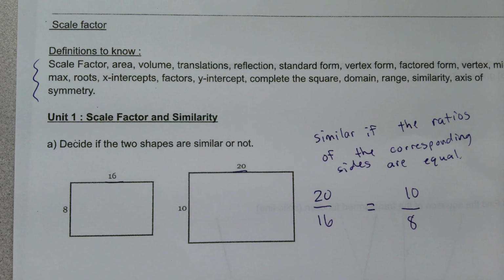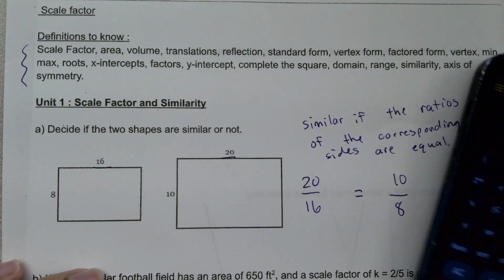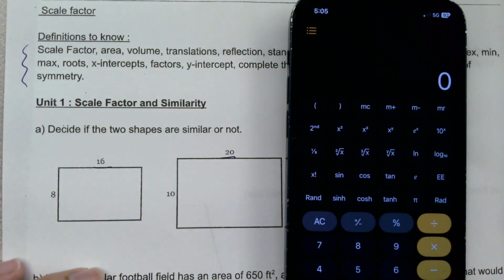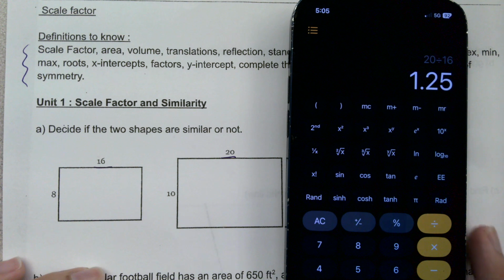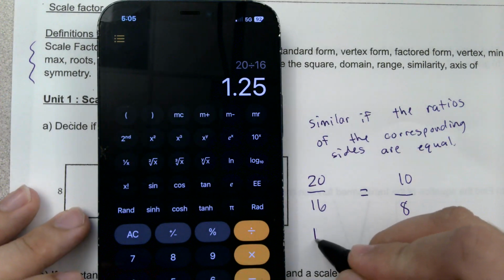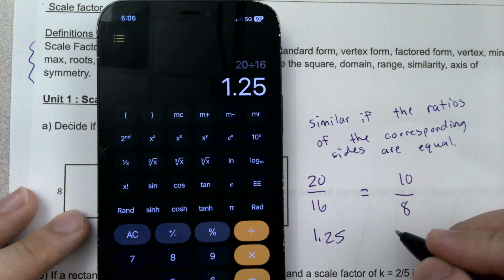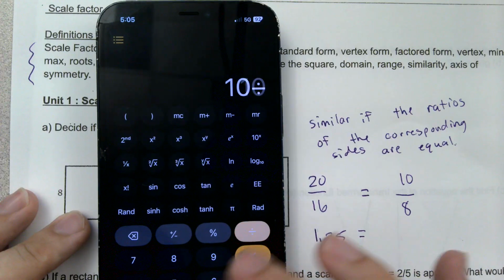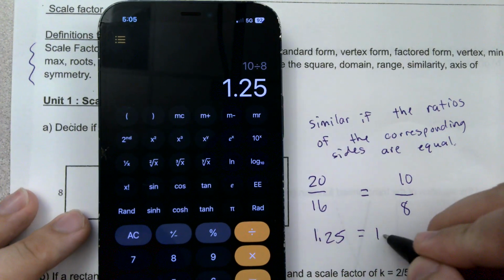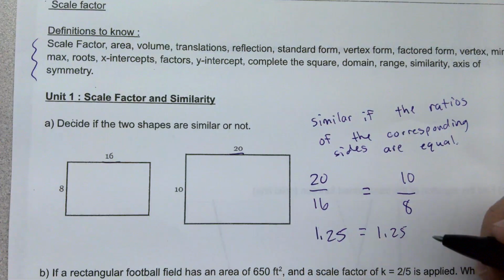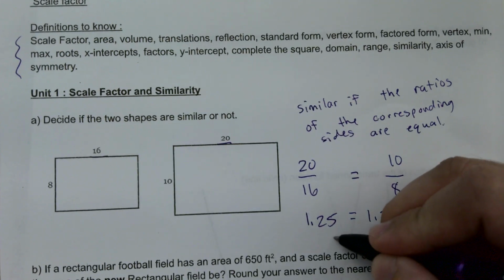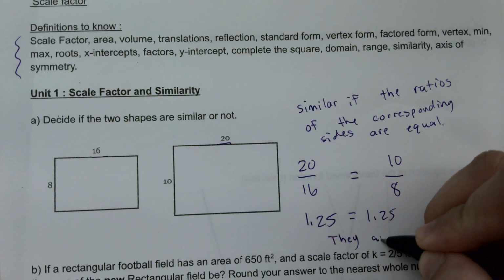Let's take out my calculator. I'm going to use my phone for now. 20 divided by 16 is 1.25. 10 divided by 8 is 1.25. The ratios are the same, therefore they are similar.